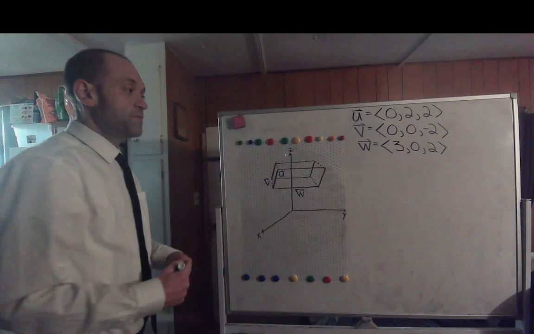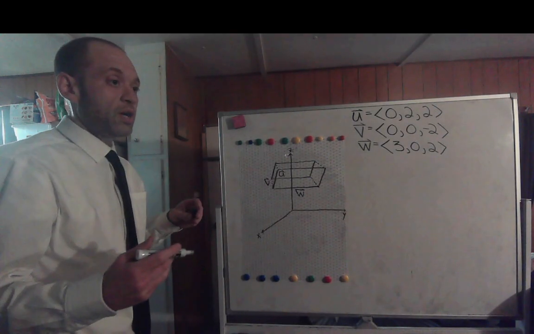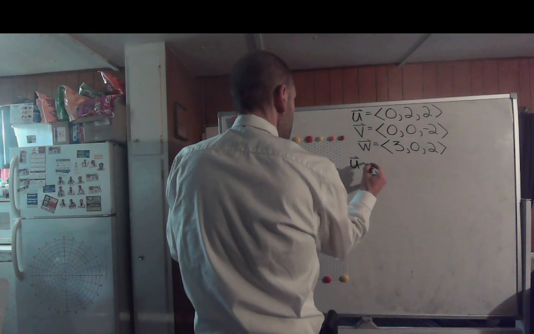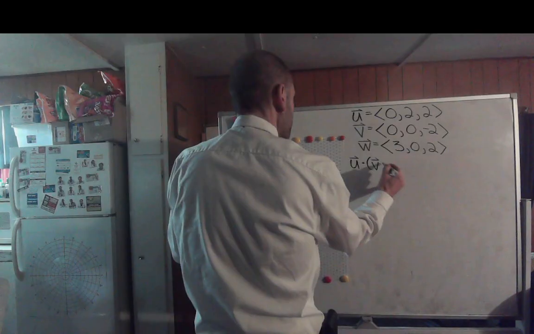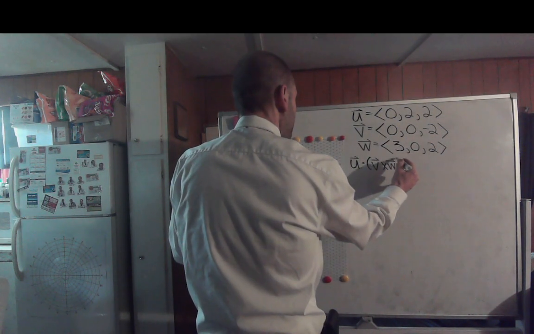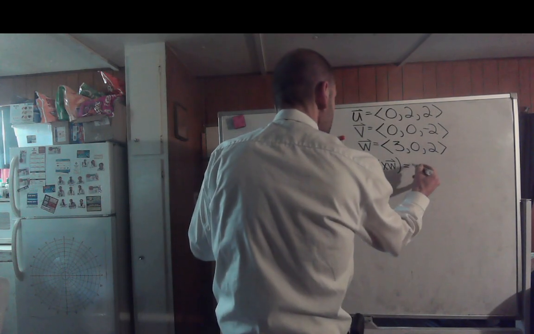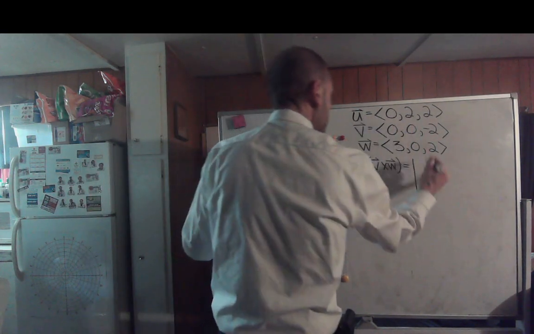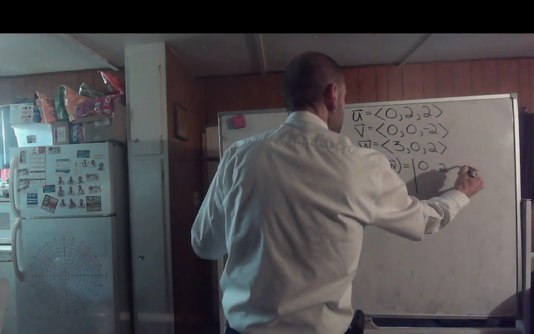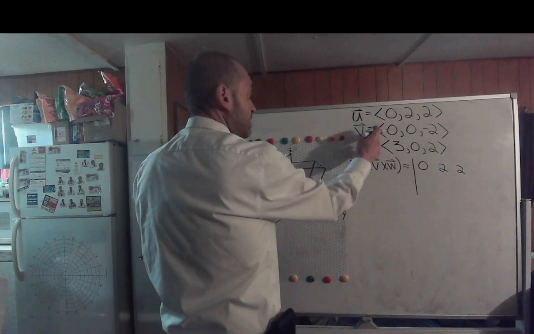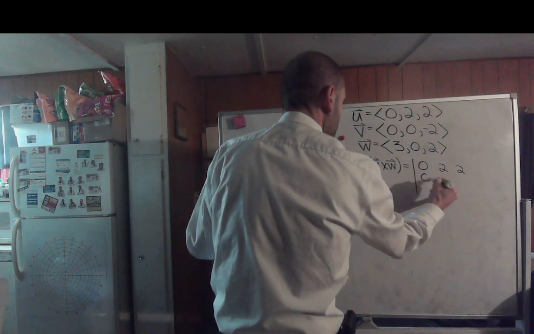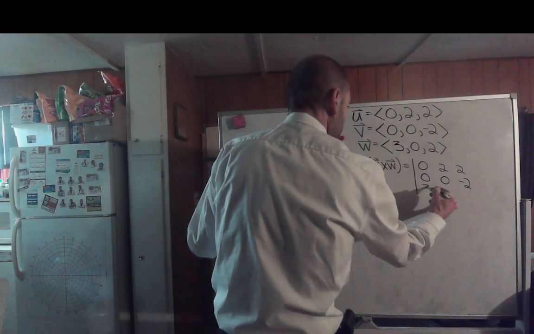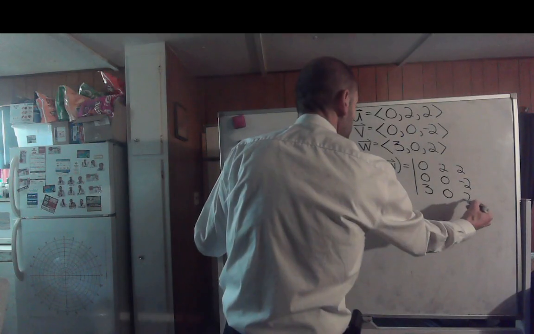Now, in order to find the volume, I need to take the triple scalar product. But first, let's take just the triple scalar product. So let's take the triple scalar product of vectors u, v, and w. And this actually isn't going to be that bad. So first row of my 3 by 3 determinant, all the components of u, so that'll be 0, 2, 2. Vector v is my second row, so 0, 0, negative 2. Vector w is my third row, so 3, 0, 2.